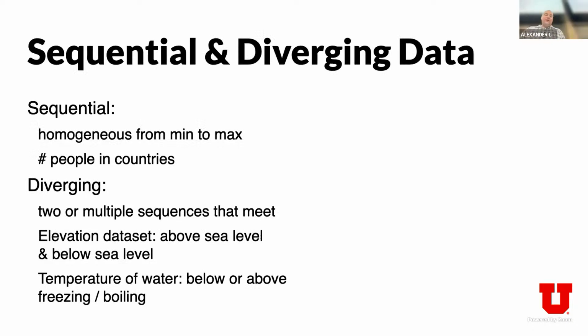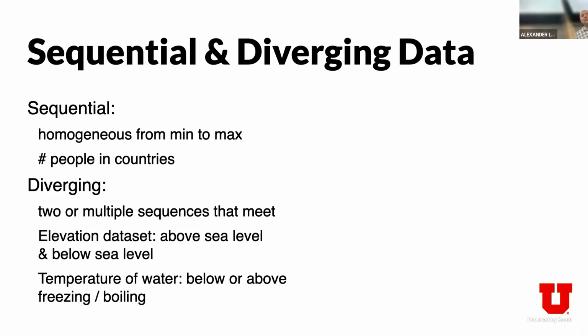Okay, so we also have sequential and diverging data for numerical data. We could have data that is homogeneous from minimum to maximum, for example, the number of people in a country, right? It's either 0 or 1.5 billion, right?